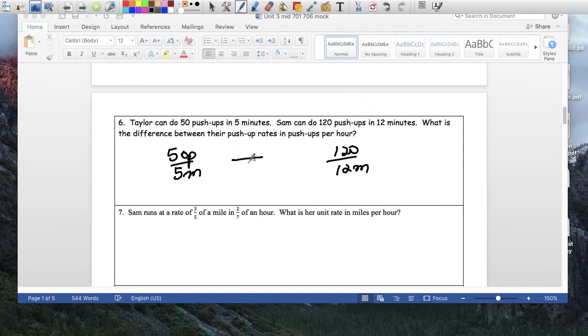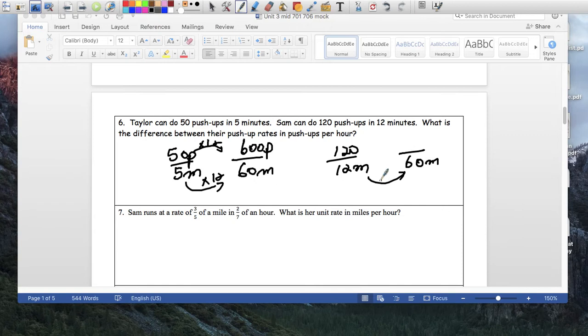So let's find out how much they do in an hour. An hour has 60 minutes, right? So this would be times 12, and on top would be times 12. So 50 times 12 is 600. So we can have 600 push-ups in 1 hour.